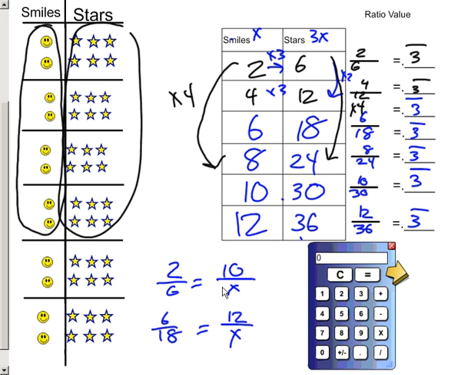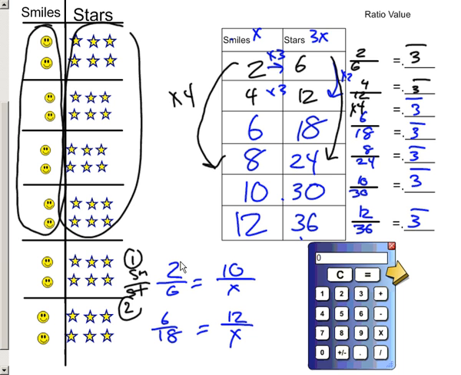We simplify ratios the same way we would simplify a fraction. So using this table, let's say that these were a couple problems that we were being asked to solve. And let's say our units are smileys over stars. And you knew that there are 2 smiles for every 6 stars. So the question says, if you have 10 smileys, how many stars do you have?